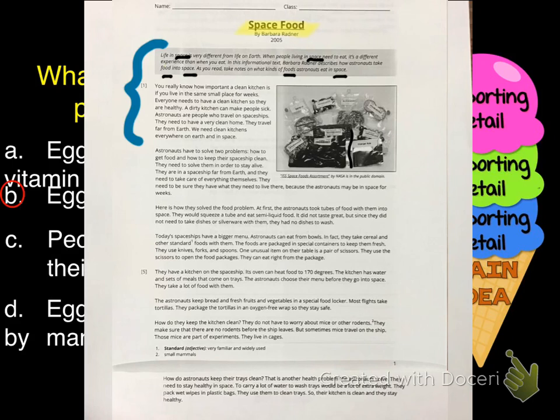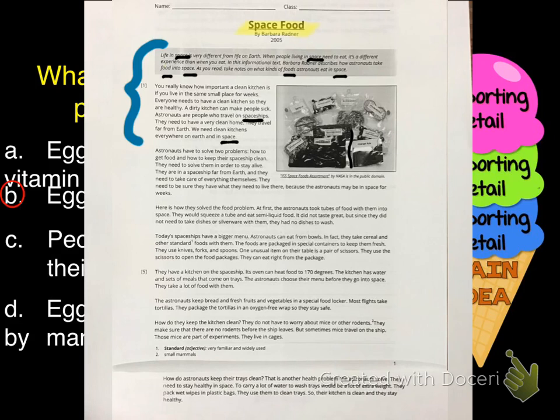Read with me. You really know how important a clean kitchen is if you live in the same small space for weeks. Everyone knows how to have a clean kitchen so they are healthy. A dirty kitchen can make people sick. Astronauts are people who travel on spaceships. There's the word space. They need to have a very clean home. They travel far from Earth. We need to have clean kitchens everywhere on Earth and in space. And there's the word space again.